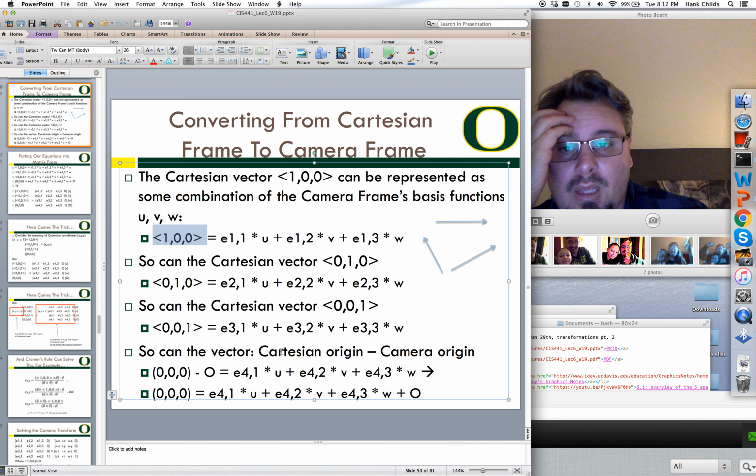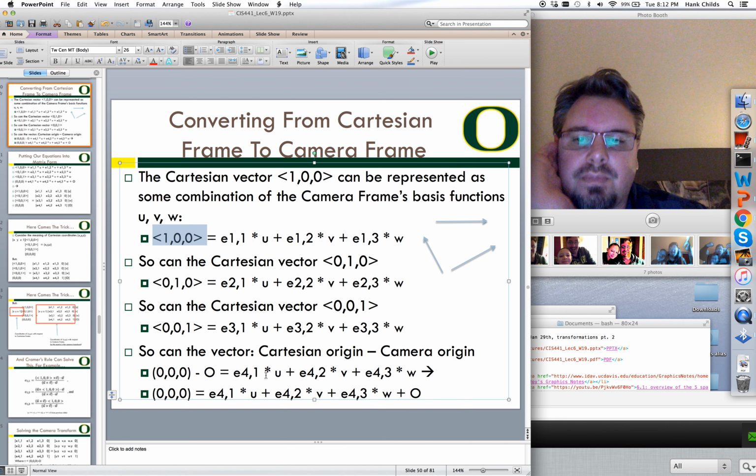And then there's another vector, which is the Cartesian origin minus the camera origin. I can just take the difference of those two locations, and the difference of those two locations is another vector. So sure enough, I can just calculate some coefficients for this vector, the Cartesian origin minus the camera origin, and I don't know what the coefficients are, but I know they exist to represent this vector.